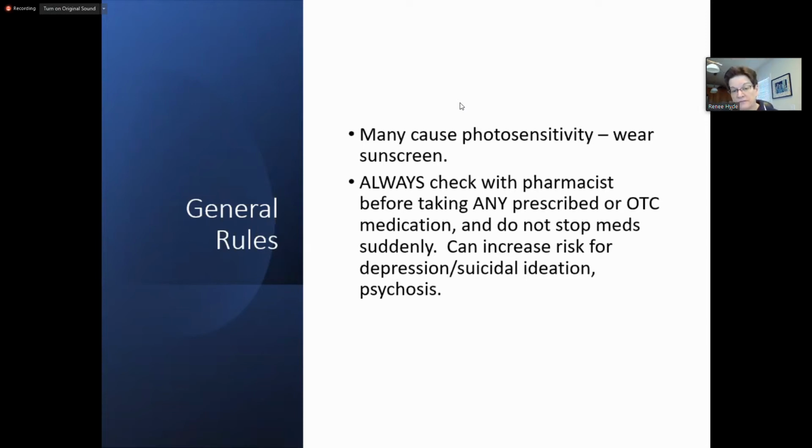Anticonvulsants can increase the risk for depression, suicidal ideation, and psychosis. And in fact, they, as a class, have a black box warning on them for suicidal ideation, especially in that 19 to 26-year-old age group. Okay, so that is one of the things that we want to assess.